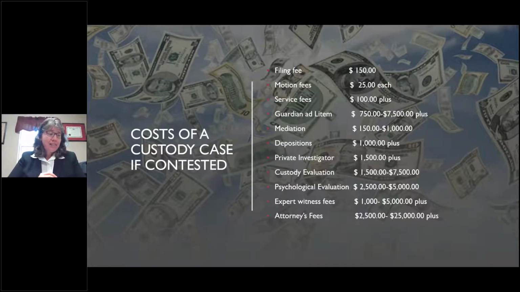Now, if you have a contested case, this is where it gets very, very expensive. Not only do you have the filing fees, the service fees, and motion fees, you're going to pay the guardian ad litem. Typically the court will appoint the guardian ad litem at a temporary hearing and order that each party pay the guardian a retainer. Usually that retainer is somewhere around $750 to $1,000. And then the guardian will bill. So just because a party pays the guardian $750 at the beginning of the case, that's not all the money they're going to pay. They're going to have a monthly bill, and they could end up spending thousands and thousands of dollars on the guardian ad litem fees.